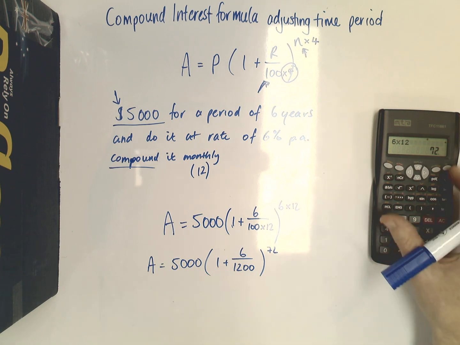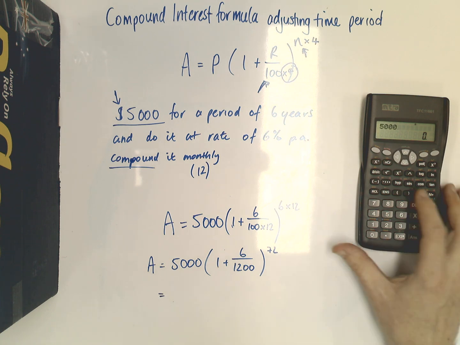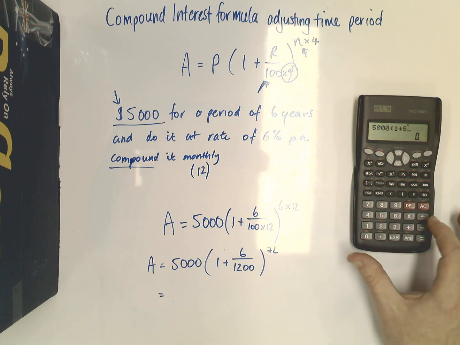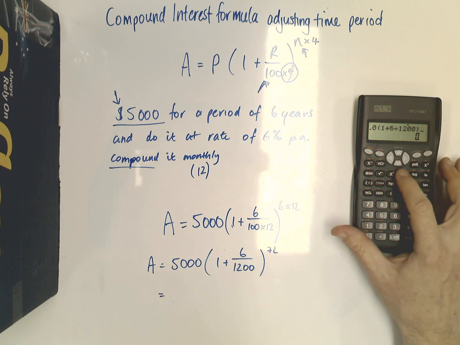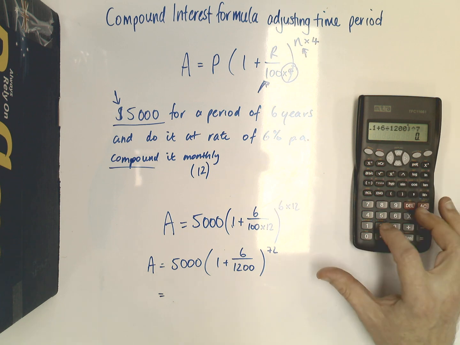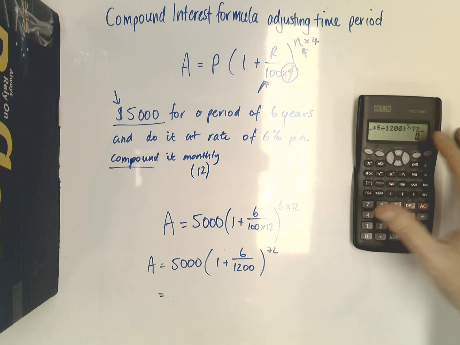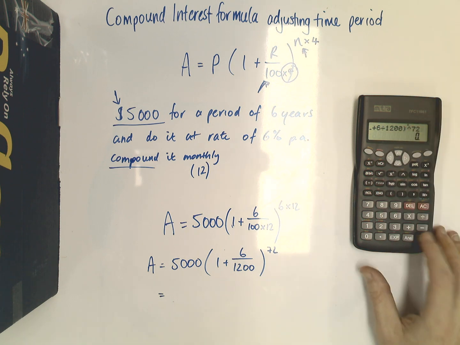Always good to check in the calculator if you're a little bit concerned about it. Now, what I'm going to do is put everything into my calculator once again. So there's my 5,000. I'm going to put my bracket in. 1 plus 6 divided by 1,200. And close my bracket. And I'm going to raise it to the power of 72. Now, I want you to be really careful here, because if you raise this to the power of 6 and then put times 12 in, it'll raise it to the power of 6 and then times your answer by 12, and you won't get the correct answer. Unless, of course, you put a bracket into that particular point.